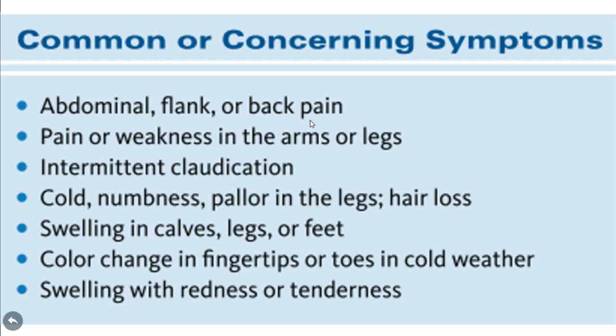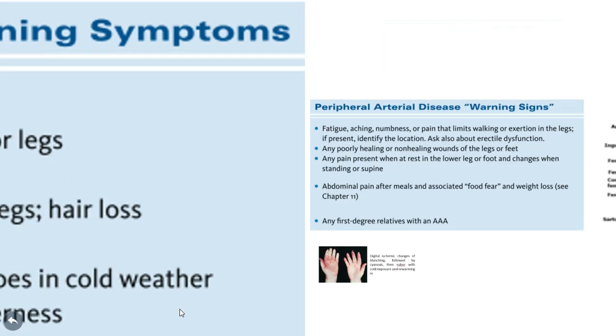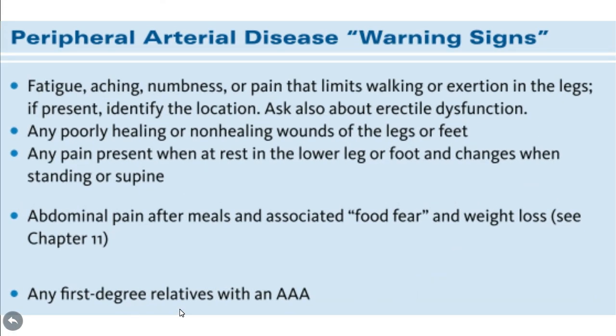Yes. The patient can also have pain and weakness in the arms and legs, and intermittent claudication. This can be PAD. Pallor, swelling? No. Color change? No. Swelling with redness? No, it's not. These are the warning signs of peripheral arterial disease: any poorly healing or non-healing wounds on the legs and feet. Okay.